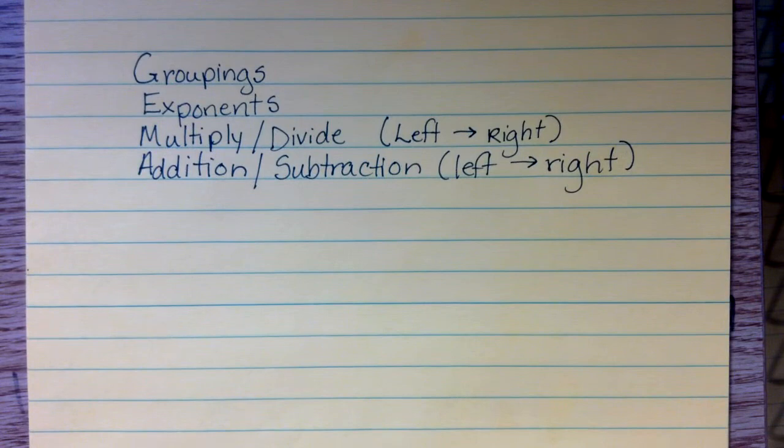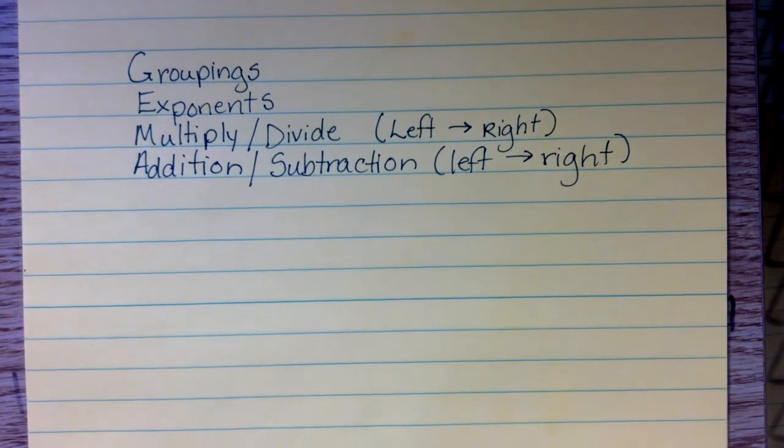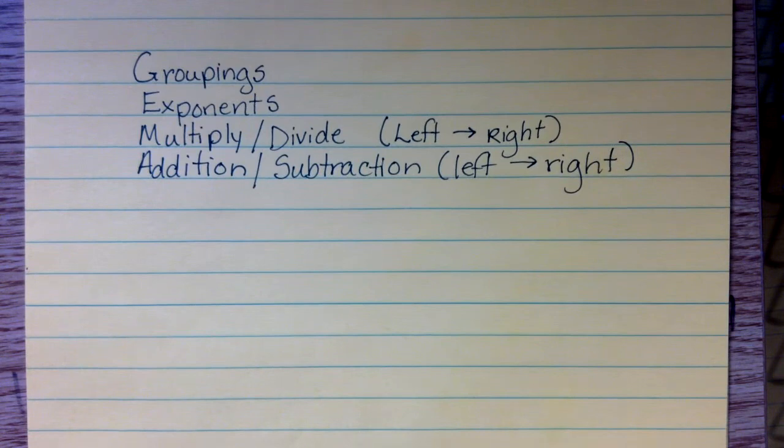You may be given an expression where you have a variable. Remember that a variable is just a letter or a symbol that represents a number or an unknown within an expression or equation. So let's take a look at one type of expression.